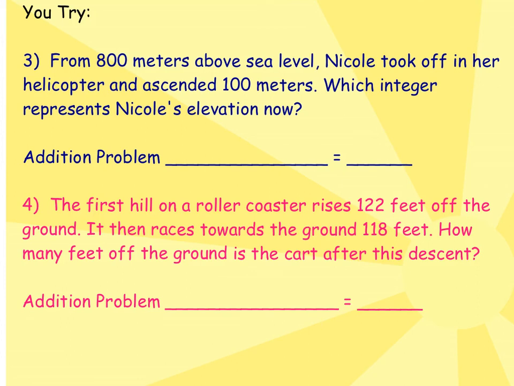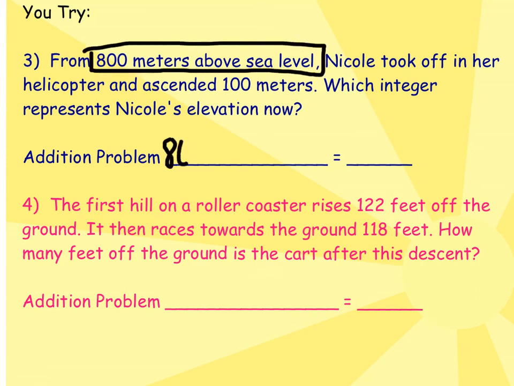Okay, here we go. From 800 meters above sea level, Nicole took off in her helicopter and ascended 100 meters. Which integer represents Nicole's elevation now? So, Nicole is starting 800 meters above sea level, so that would indicate positive 800. I'm writing an addition problem, so I need to have a plus sign. And she is ascending 100 meters, which means she is going up in elevation 100 more meters, which gives us an integer of 900 meters.